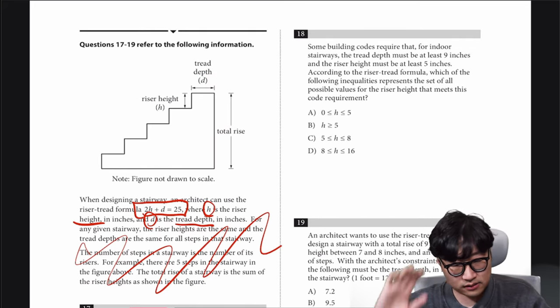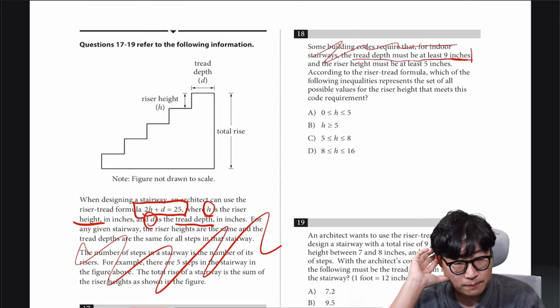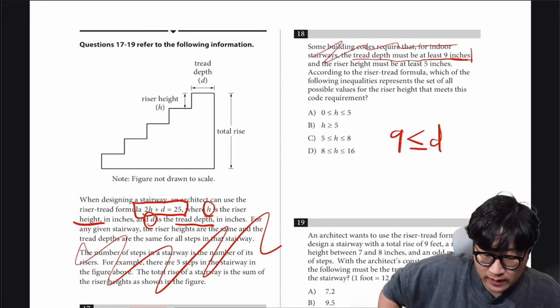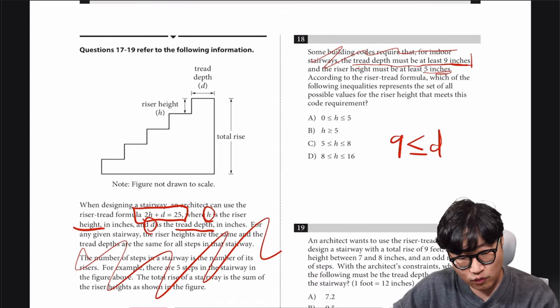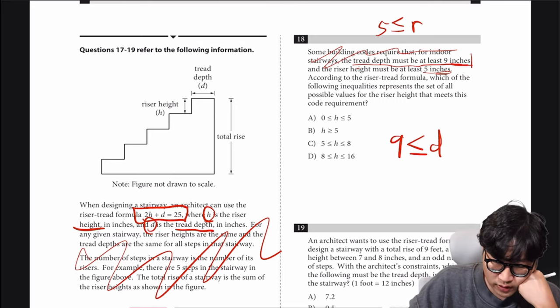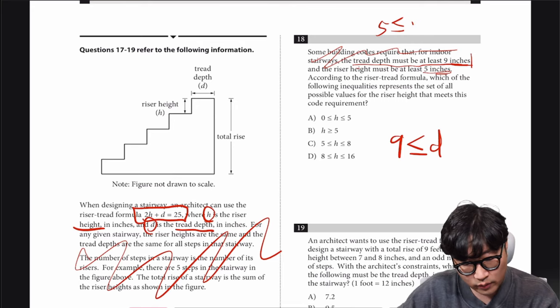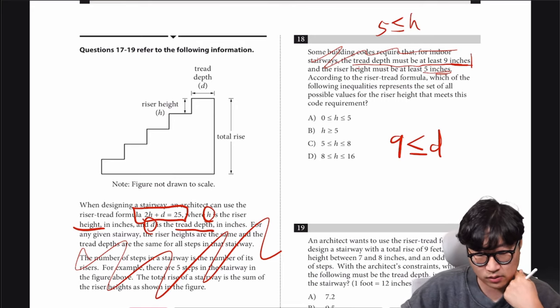Number 18, some building. The tread depth must be at least 9 inches. So D has got to be at the very minimum 9 or greater. And the riser height must be at least 5 inches. So the riser has to be at least 5, so 5 or greater. Which of the following inequalities represents all the heights? I'm sorry, the R is not the riser height, the H. So which of the following inequalities represents the set of all possible values for the riser height?